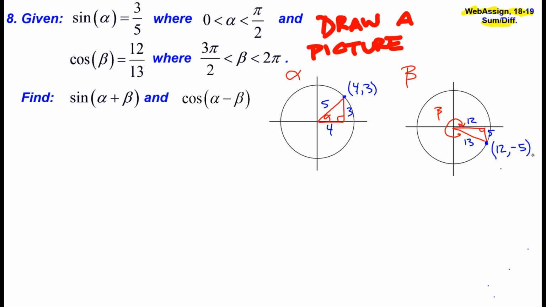From these 6 numbers, 3, 4, 5, 12, negative 5, and 13, I can determine all of the trig ratios for the angles alpha and beta. And I'm going to need those trig ratios to determine the sine of alpha plus beta and the cosine of alpha minus beta. So I'm going to use my sum and difference identities, and this problem's going to be pretty quick once I run through all the calculations. Here we go.